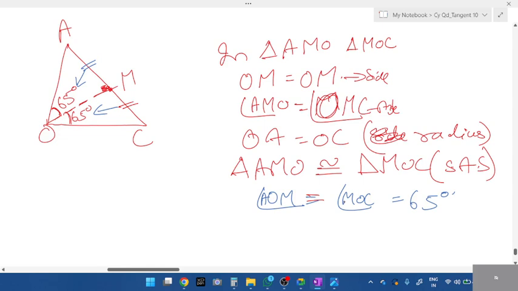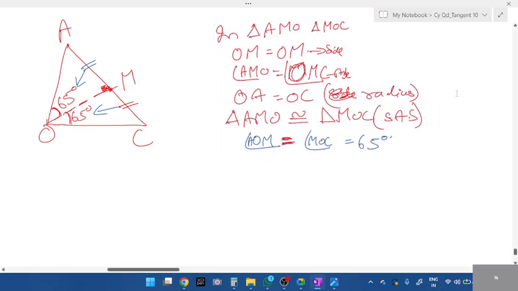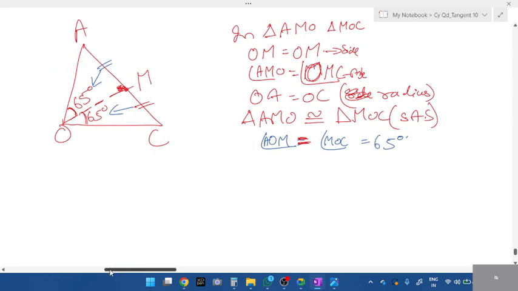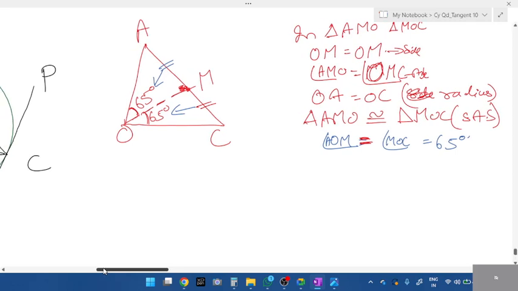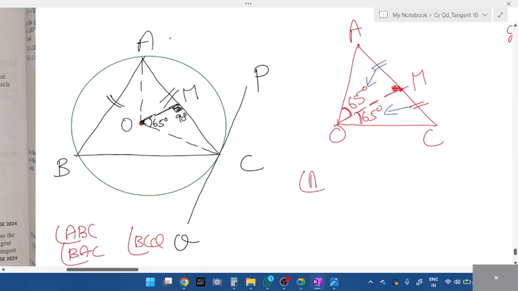AOM is equal to MOC, 65 degrees and 65. Only this is lengthy. Look, the next two are very simple ones. The next two answers are very simple. All of you completed? Done? 65. First question, students. I want you all to respond.